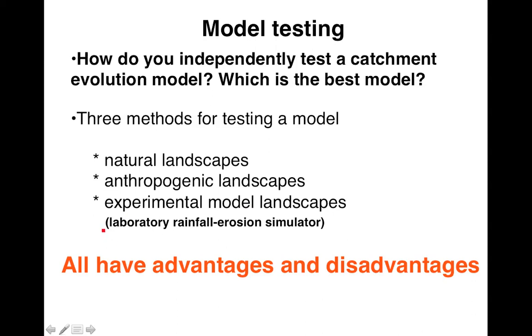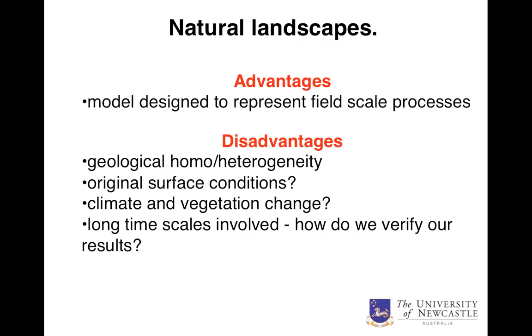So we can set up a physically based model, this experimental model landscape, maybe with its own rainfall simulator, and have a look at what happens and how our model's making predictions about what's happening. So all these comparisons have advantages and disadvantages. The advantages of comparing a model to a natural landscape is that we can design the model to represent actual field scale processes. The disadvantages are, however, that we don't know much about this heterogeneity in the landscape. We don't know much about the initial conditions for the model.